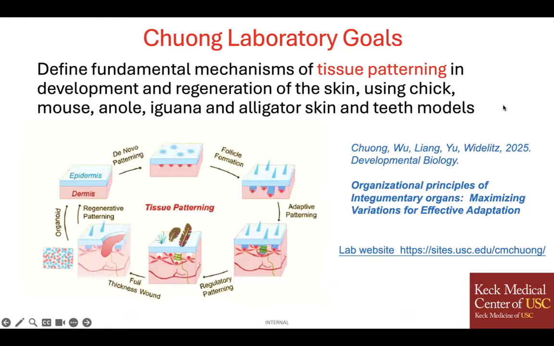So this is an exciting collaboration between my lab and Ming's lab, and I'm just going to emphasize a few points. One is that Ming is the real developmental biologist whose aim is to define fundamental mechanisms of tissue patterning in development and regeneration of the skin. And the lab uses many different animal models. And as you'll hear shortly, we chose for the current project to use chick skin.